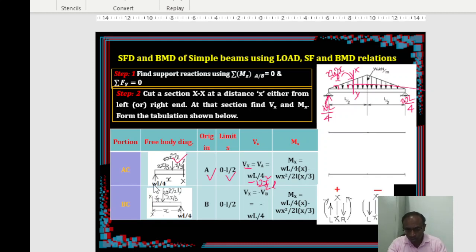How? Add the vertical components, that's all. Vertical components going upwards, WL by 4. Left of the section, upwards is positive, so plus WL by 4, and this is acting downwards with magnitude WX square by L. Add that, WX square by L, not 2L, sorry. WX square by L, right? Take that.